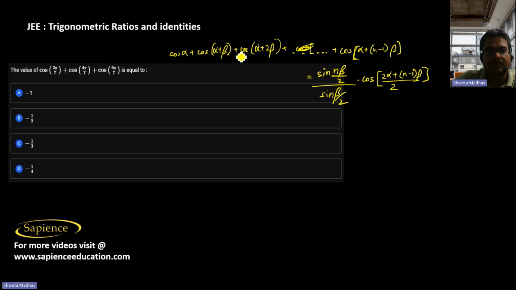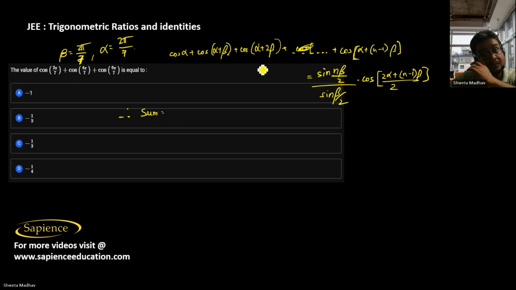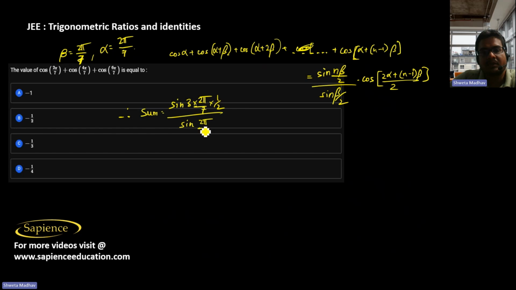So this formula can be used when the angles are in AP. Here the common difference beta is equal to 2 pi by 7, and alpha, which is the first angle, is also 2 pi by 7. Therefore the sum, and there are three angles, will be sine of 3 into 2 pi by 7 by sine of beta by 2, so sine n beta by 2 into half, into cos of first angle plus last angle, that is sine 8 pi by 7 by 2, so into half.